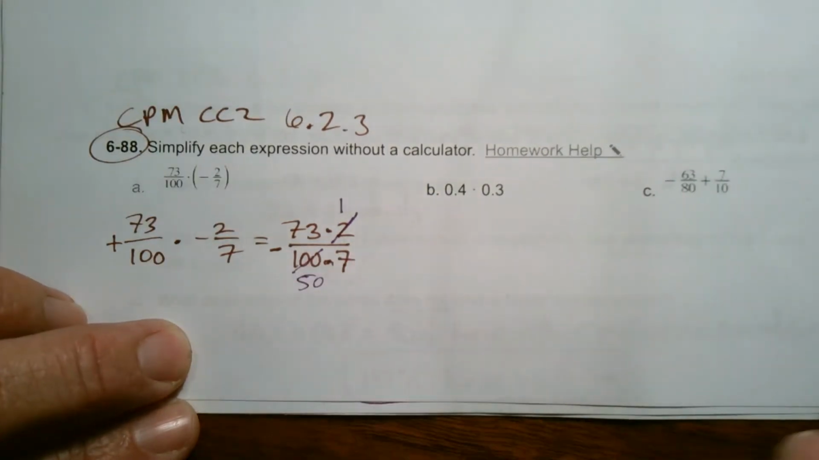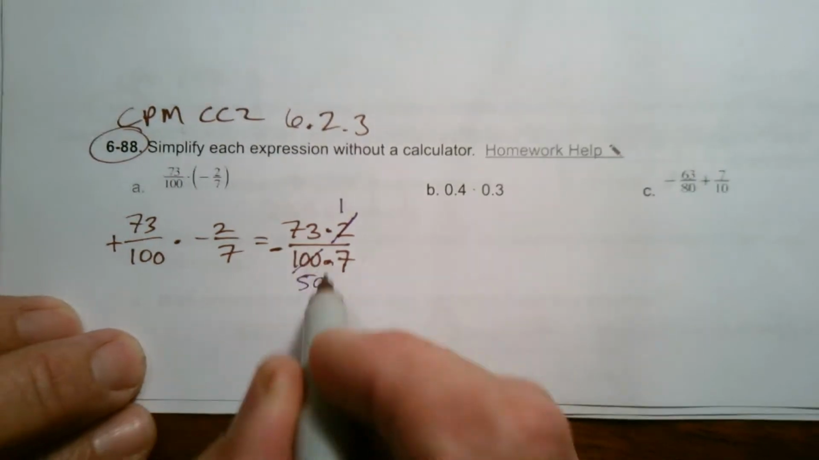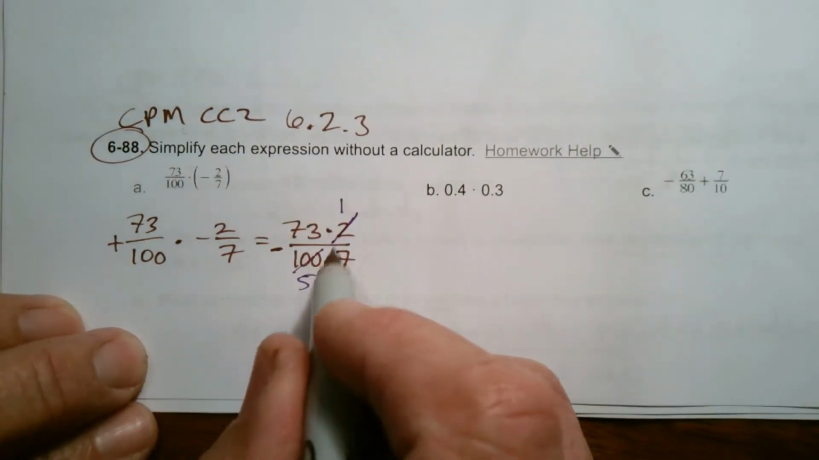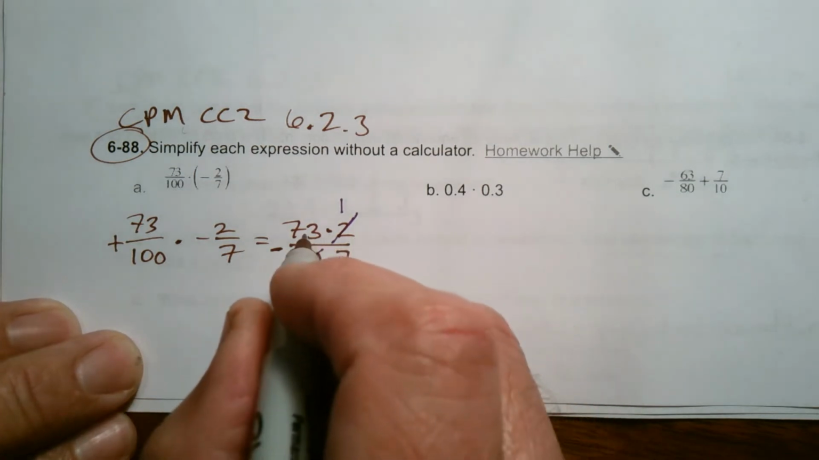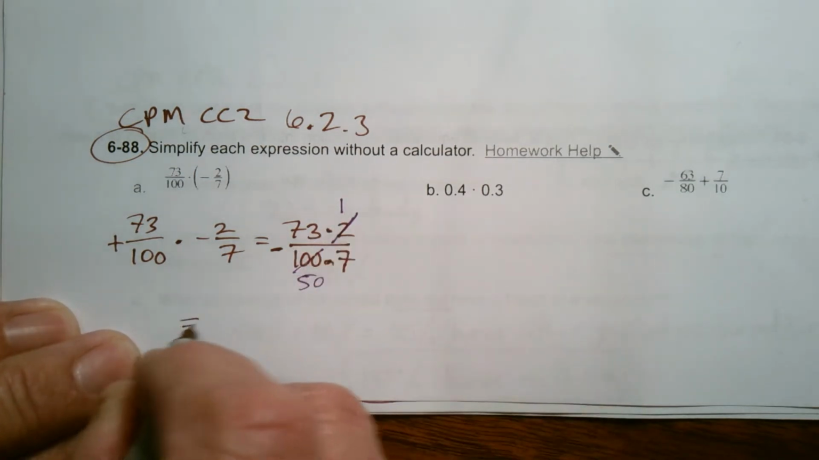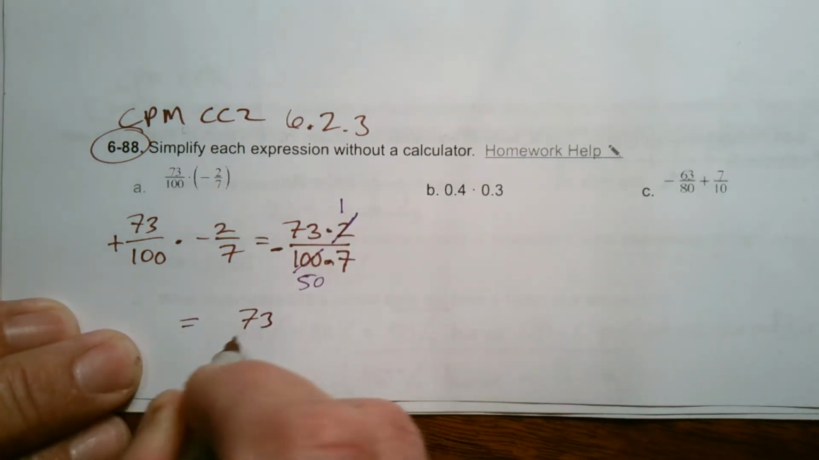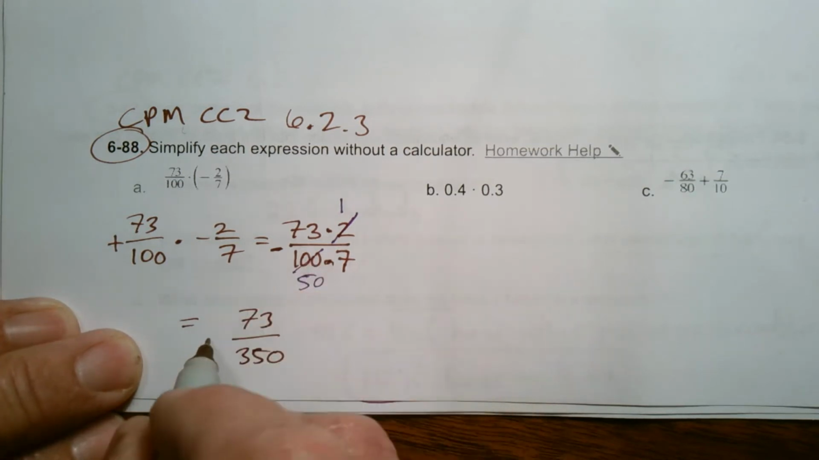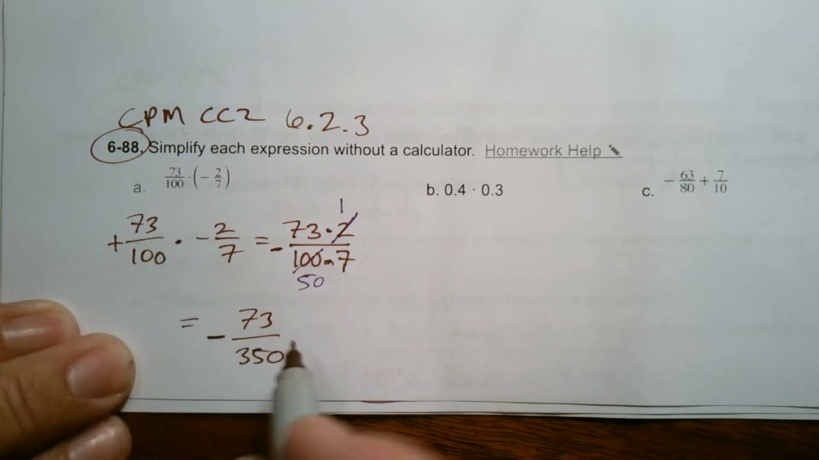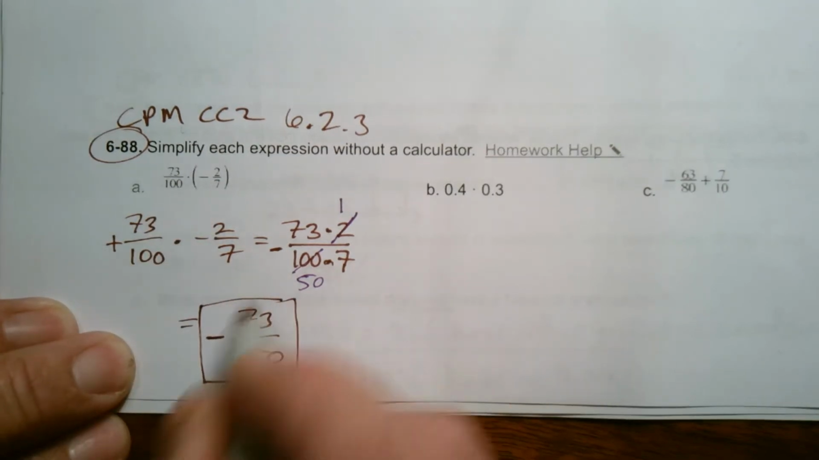So that gives us an opportunity, when we're multiplying, to have an already simplified response. So now I'll multiply 73 times the 1, which is 73, and 50 times 7 is 350. And we know the product is negative because they're opposite signs. So that's how I would do that question.